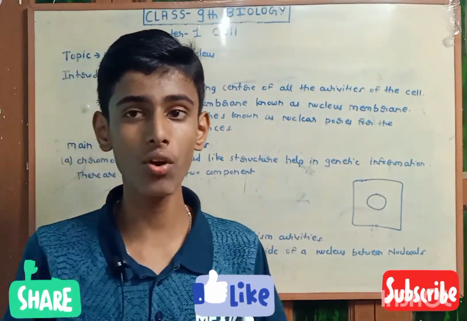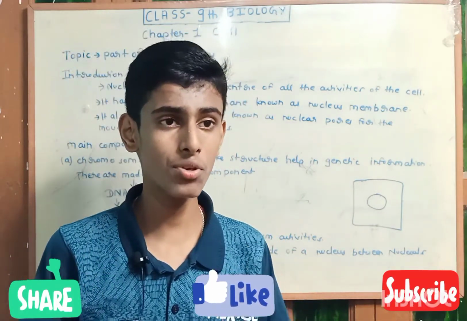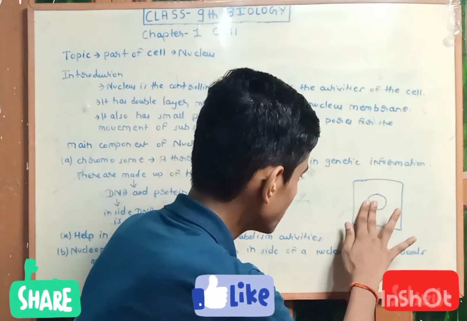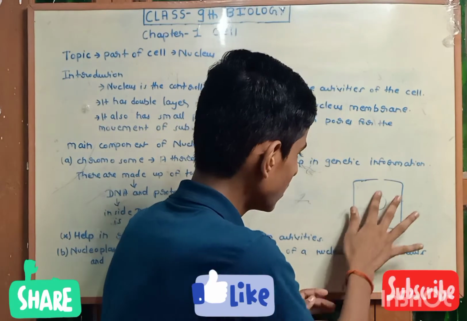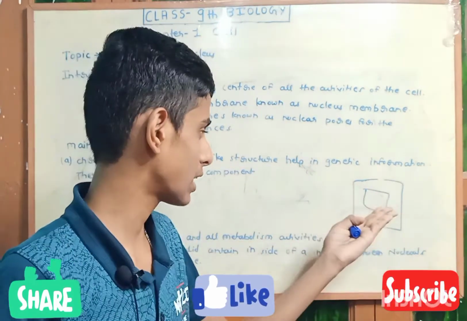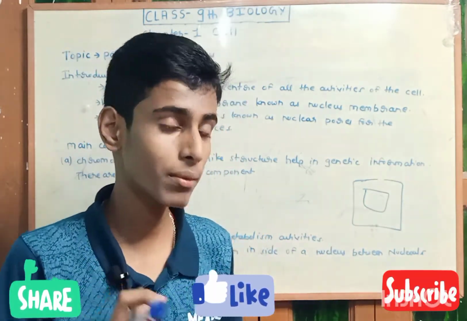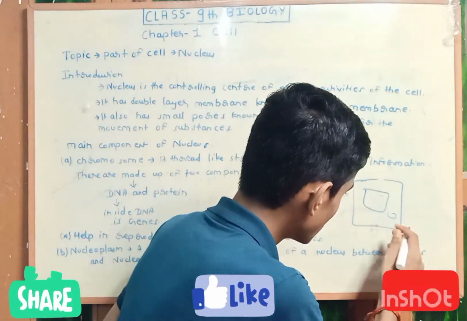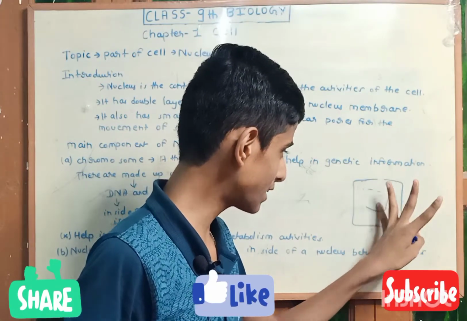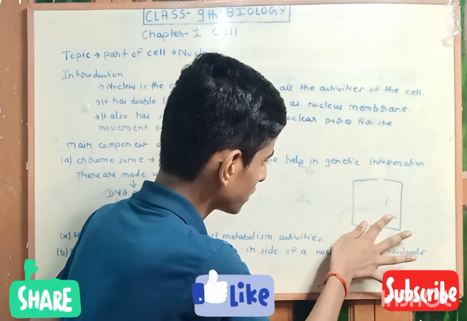In a plant cell, you do not find the nucleus in the center because there is a large vacuole, which helps in the storage of food material or water. That is why in a plant cell there is a large central vacuole. If there is a vacuole, the nucleus is pushed to the very side. In an animal cell, the center of the cell is occupied by the nucleus.